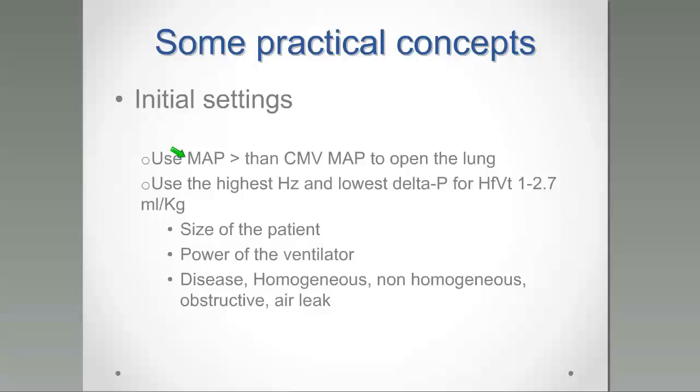The other thing is to target the PCO2 and try to find the delta P and the frequency to achieve the tidal volume of high frequency ventilation that is going to be related to the PCO2. And again, remember that this depends on the size of the patient, the power of the ventilator that you are using, the disease, whether there is a homogeneous or non-homogeneous disease of the lung, the presence of obstruction of the airway, and also the presence of air leak.